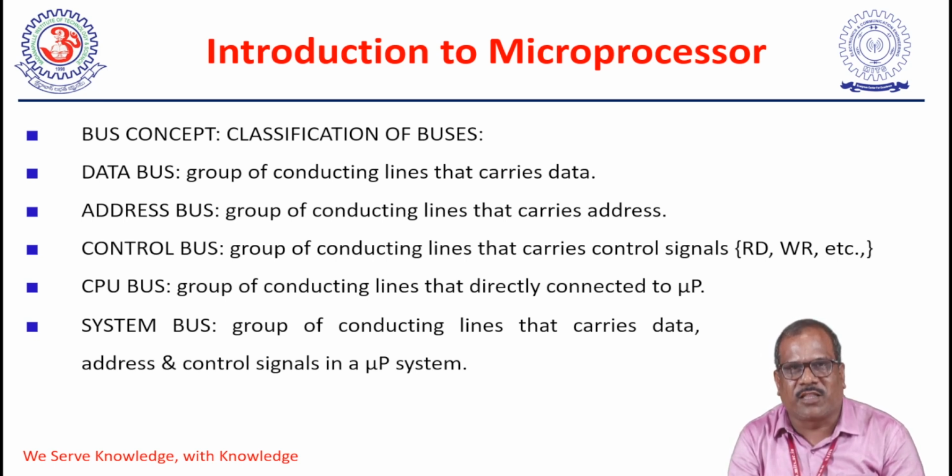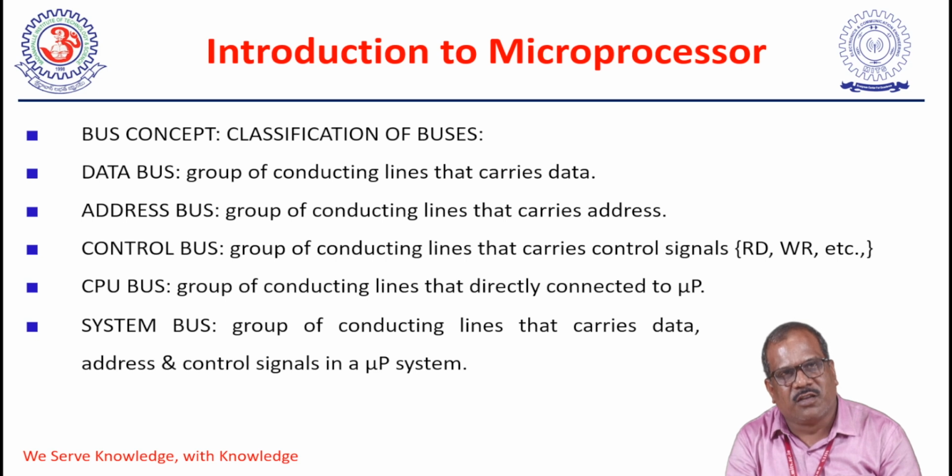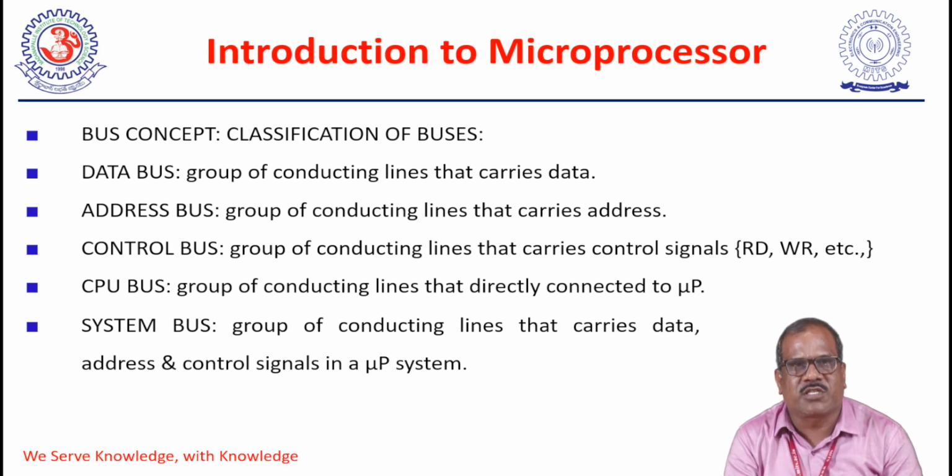The data bus is a group of conducting lines that carries data. The address bus is a group of conducting lines that carries addresses. The control bus is a group of conducting lines that carries control signals like read control, write control, and so on. All the control signals are carried through the control bus. The CPU bus is a group of conducting lines directly connected to the microprocessor. The system bus is a group of conducting lines that carries data, address, and control signals in a microprocessor system.